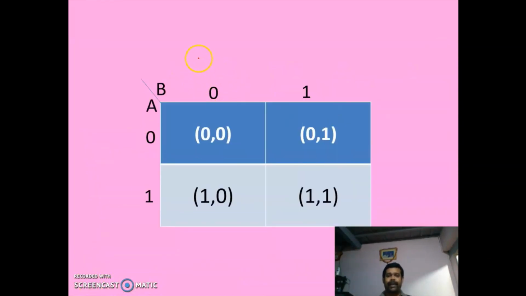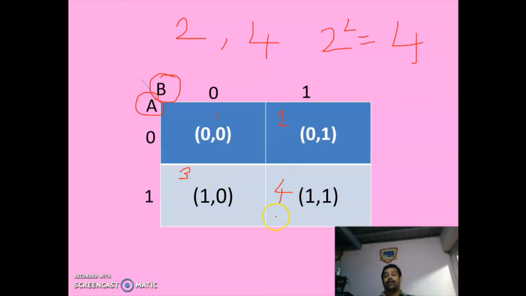Now we will see a two variable map. If you have two variables, we will have 4 cells, since 2 to the power 2 is equal to 4. So a two variable map can have 4 cells. The two variables we are taking are A and B. These are the 4 cells: cell 1, cell 2, cell 3 and cell 4.